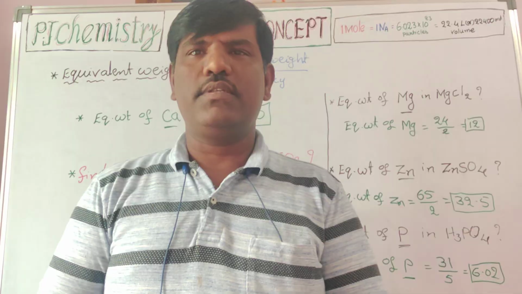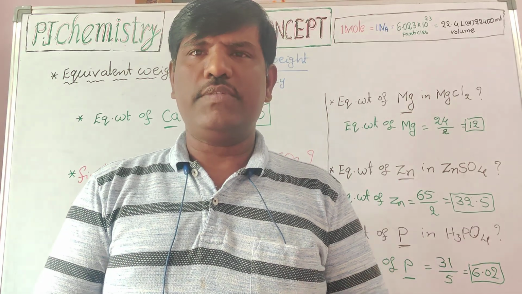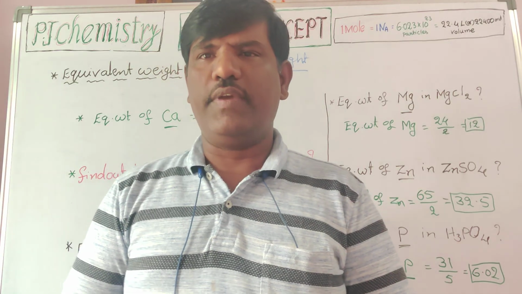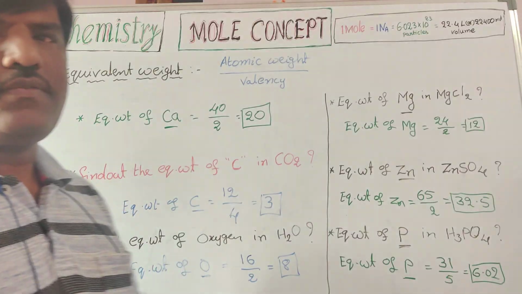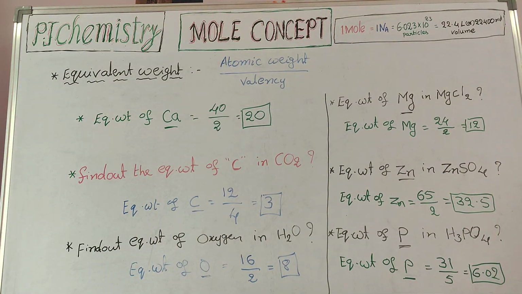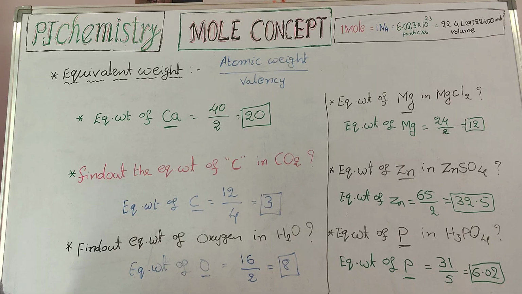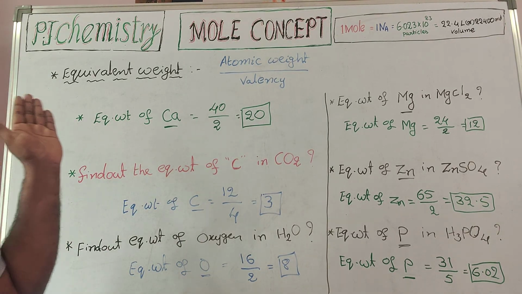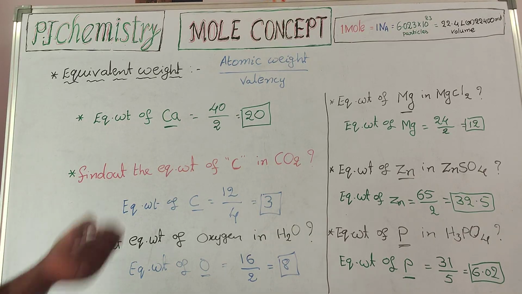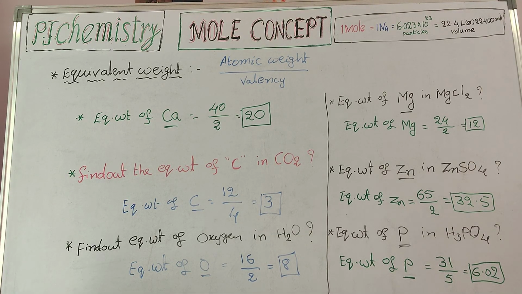Today we are going to discuss the continuation of the previous video on equivalent weight. In the previous video we discussed atoms: if an element is given, how to find the equivalent weight, which is the atomic mass divided by its valency. Today we will discuss how to find the equivalent weight if an ion is given, and then how to calculate equivalent weight in acids and bases.